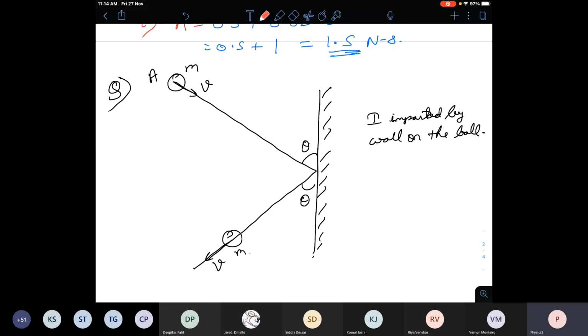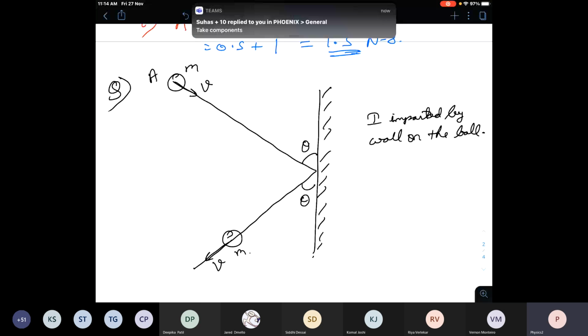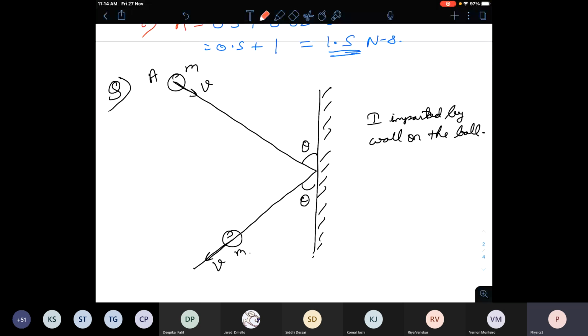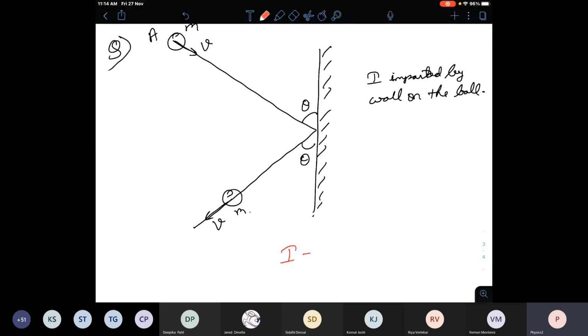Take two minutes and calculate it yourself. Good, the first step is to take components. That is very good. If you are taking the components, you are on the right track. Just solve it yourself, it is a very easy question. Just tell me what the final result for the impulse should be over here.